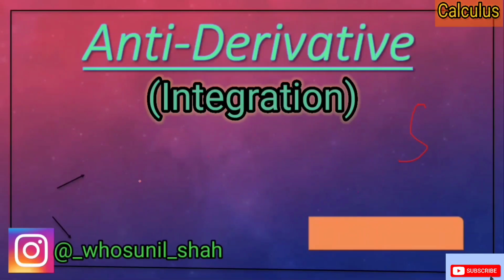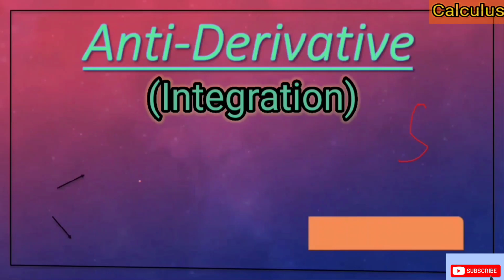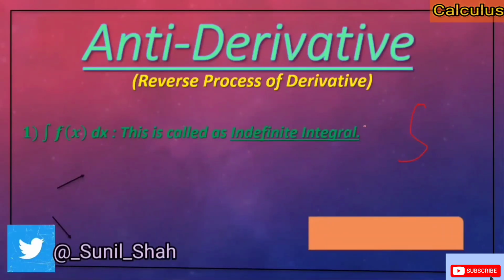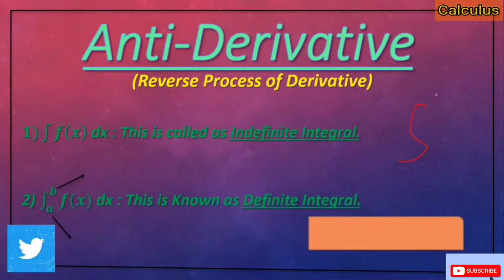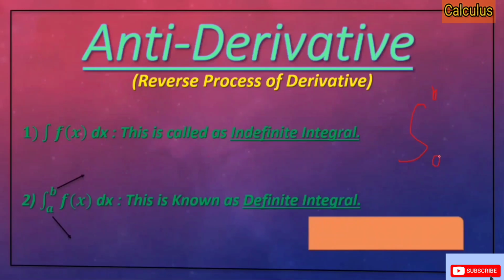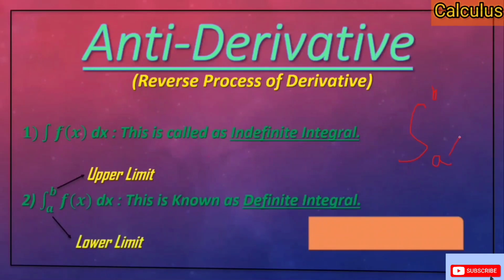Today I will be discussing antiderivatives or integration, which is the reverse process of derivative. Integration of f(x) dx is an indefinite integral because there are no limiting values. Here you can write b and here you can write a. If these limiting values are given, it gives definite values, which is a definite integral, and here a is called the lower limit and b is called the upper limit.